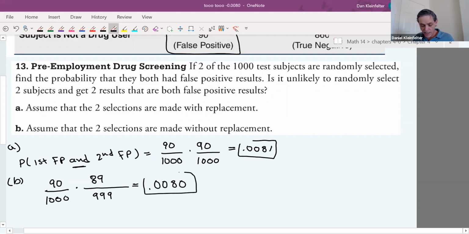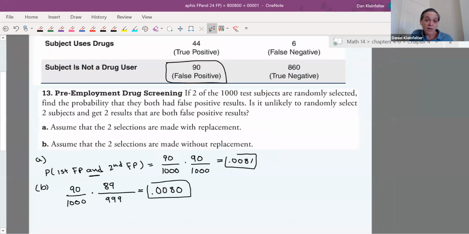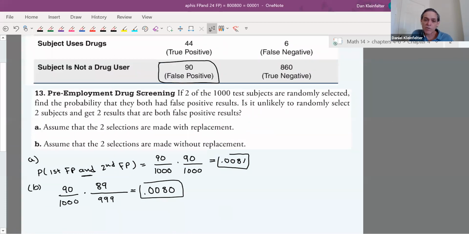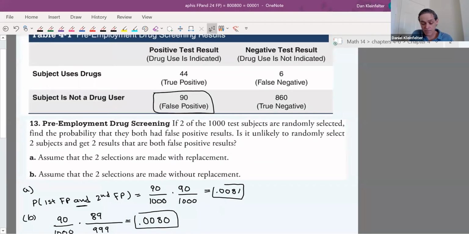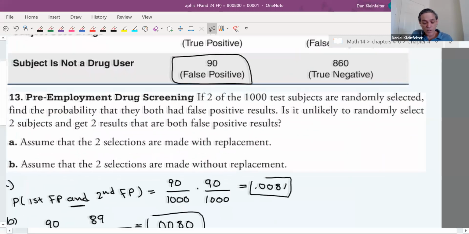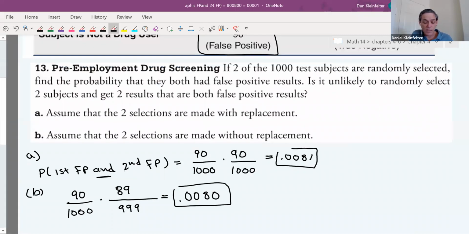Okay, so here it didn't turn out to make that much of a difference. And if you think about it, that should make sense. We're talking about 1,000 people, right? So picture a really big room with 1,000 people in it. All these people have taken these tests. In the first case, part A, where we select the first person, we find out the probability they're a false positive, and then they go back into the room. Okay, and then we do the second person. So there's a chance that that first person could be selected again, but out of 1,000 people, that's pretty small.